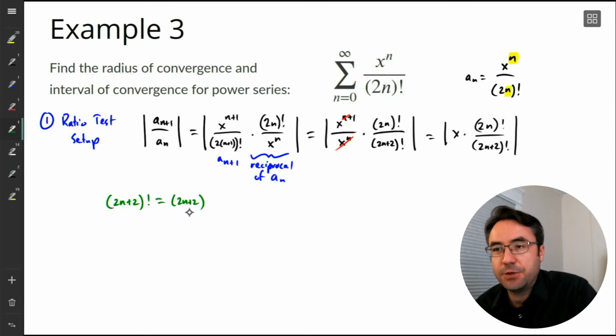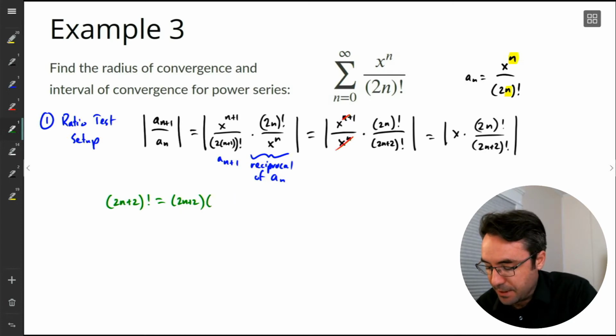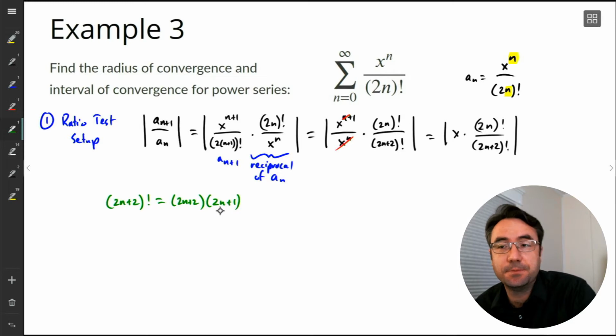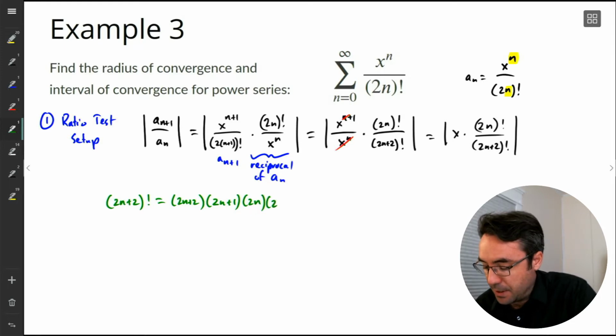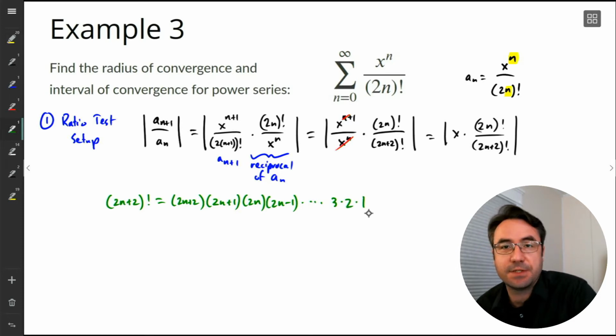Starting at 2n plus 2, we go down an integer to 2n plus 1. Then we go down to 2n, then to 2n minus 1, and we would just keep working our way down like this until we get down to 3 times 2 times 1, and then we would stop. So this would be 2n factorial here.